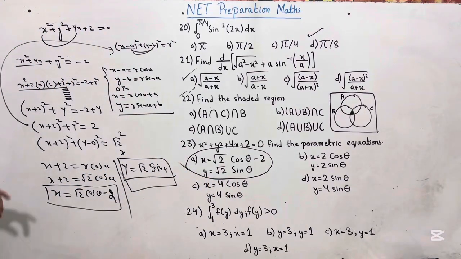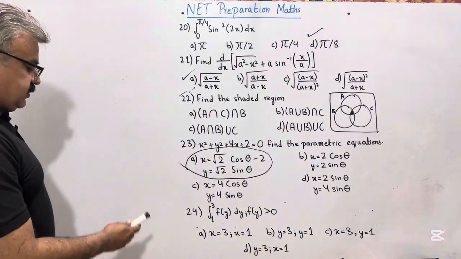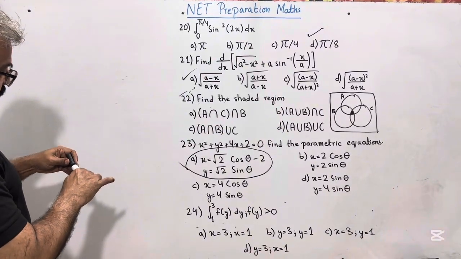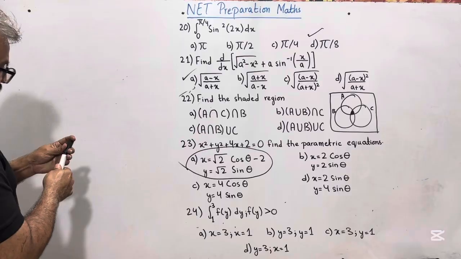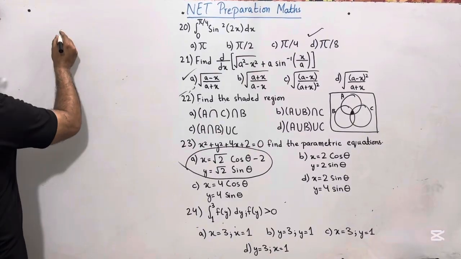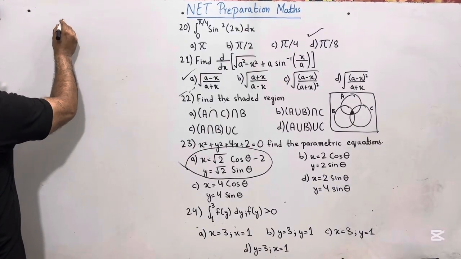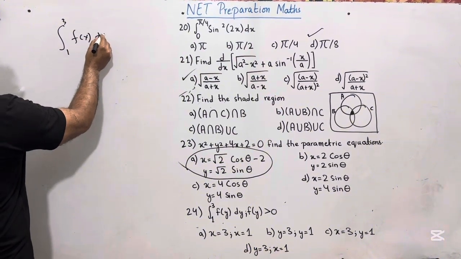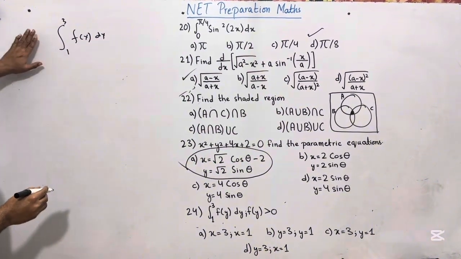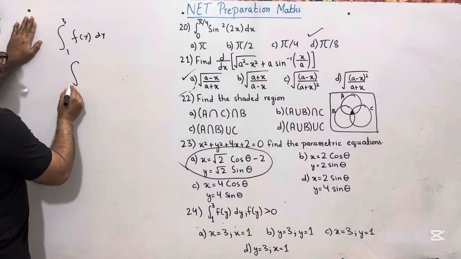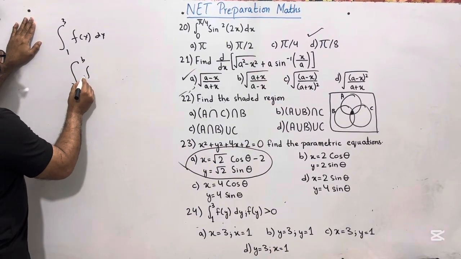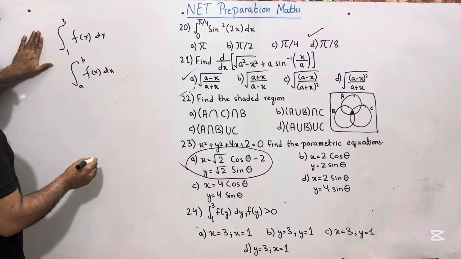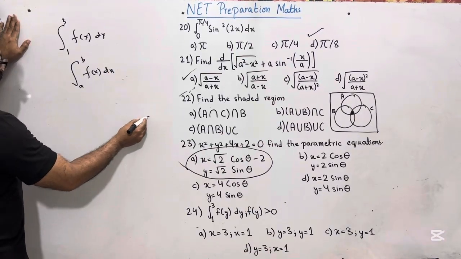Moving towards the next question, we have the definite integral from 1 to 3 of a function of y, where the independent variable is y, dy. Normally what we have is the integral from a to b of f of x dx. From elementary calculus, we are finding its area under the curve.